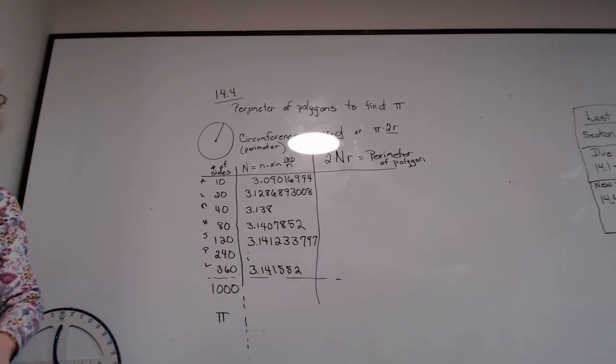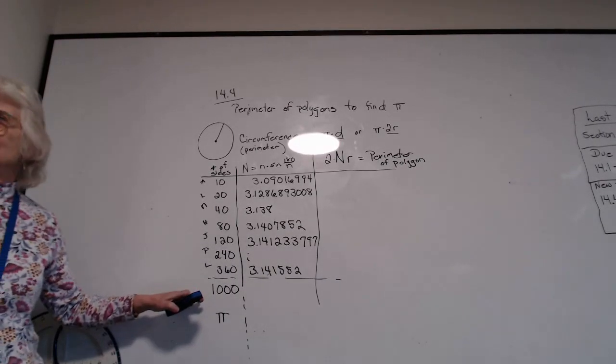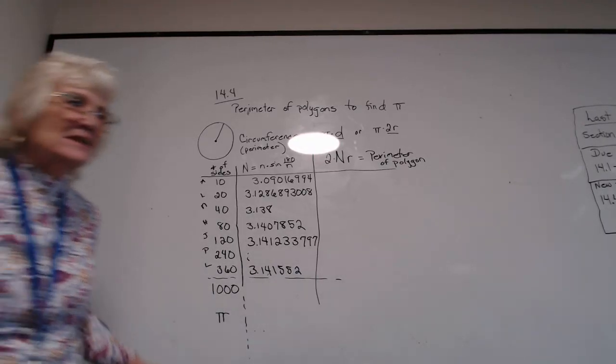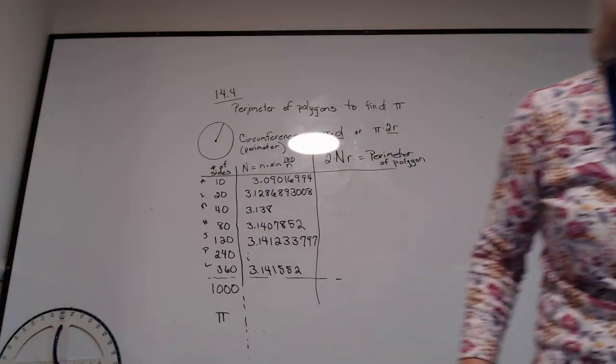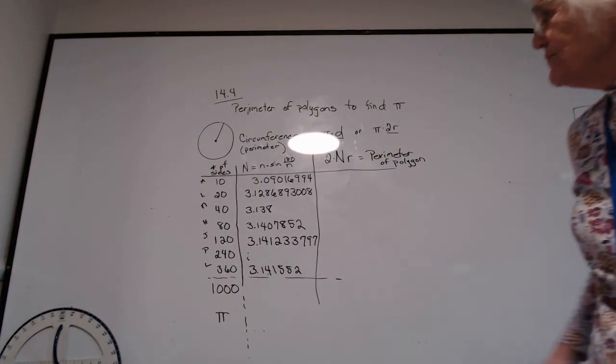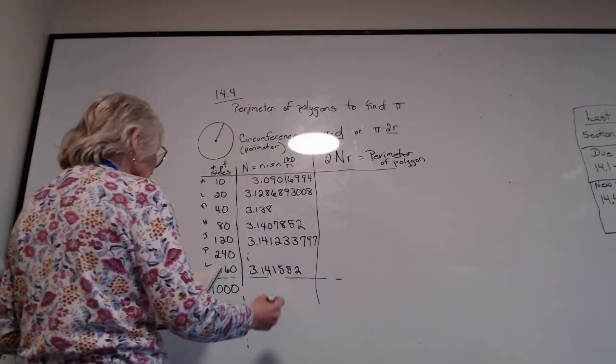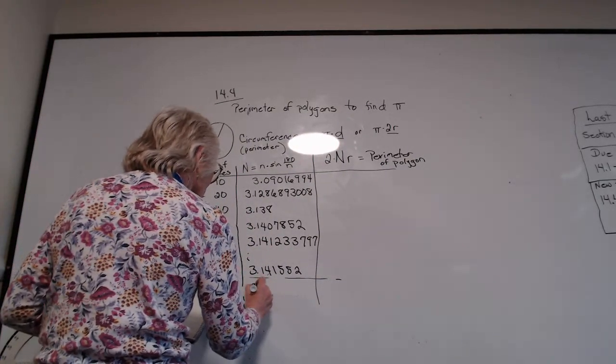I am going to write in what I did, 1,000 sides. Okay, so let's see what we got when we did 1,000 sides. This is what I got. And I don't know why I included that, because I don't really need to.